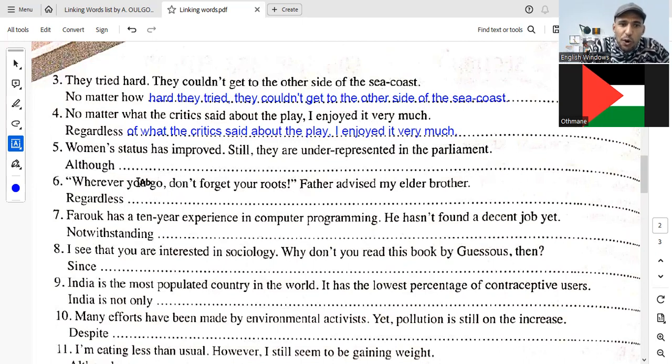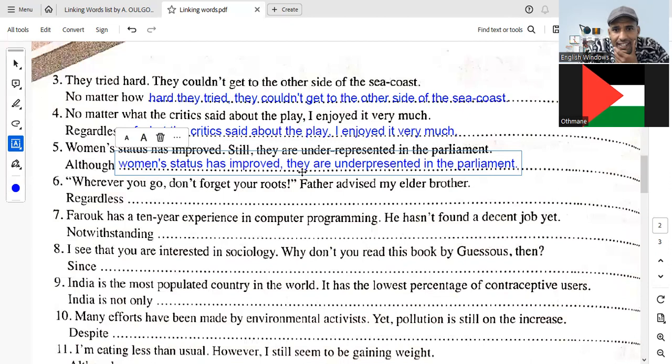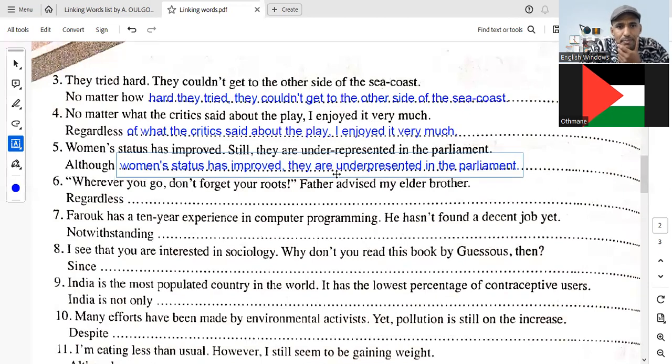We have here, we're going to use although. Although women's status has improved, they are underrepresented in the parliament. Very good. And this still, we don't need to repeat it because although already expresses it. Great. Although women's status has improved, they are underrepresented in the parliament. Very nice. Good. Okay, next number 6.